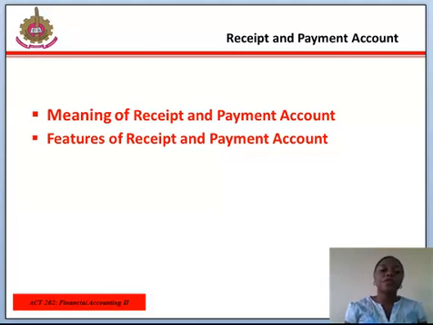The main features of receipts and payments accounts can be summarized as follows. 1. It is a real account. 2. It is a summary of the cash book. 3. All receipts are shown on the debit side. 4. All payments are shown on the credit side. And lastly, the cash and bank items are merged except in the case of opening and closing balances.